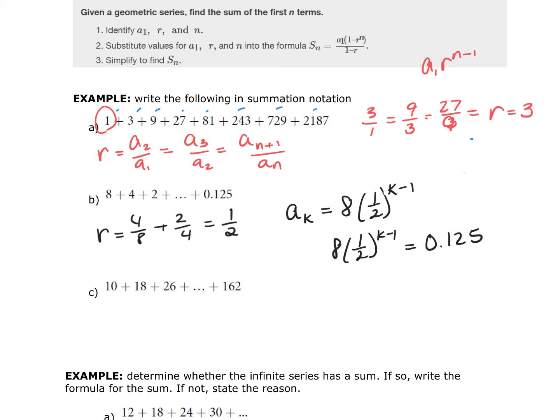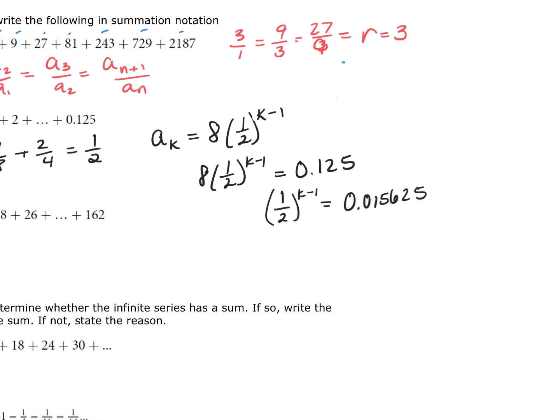So the first thing I'm going to do is divide both sides by 8, so I get 1/2 raised to the k minus 1 equal to 0.015625. Now, this goes back to what we learned in Pre-Calculus 1, which is my variable is the exponent. So I know when my variable is the exponent, I can do one of two things. I can make this side have the same base and set my exponents equal, or I can take the natural log or log of both sides.